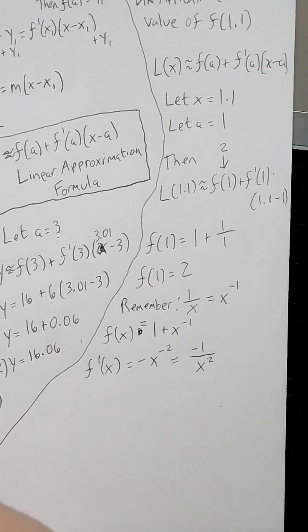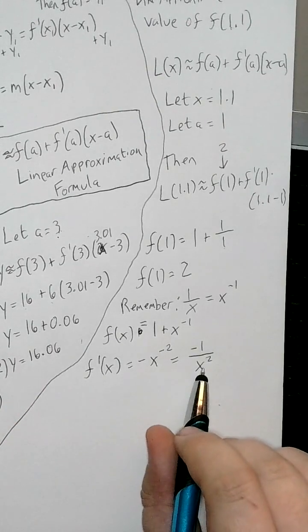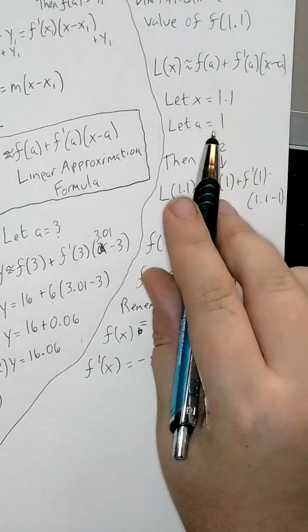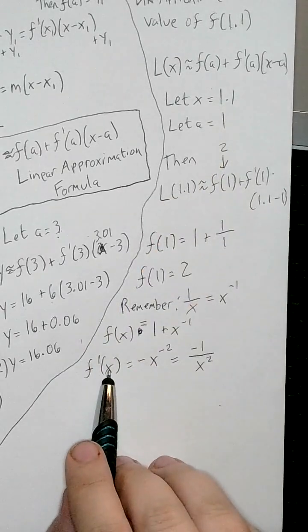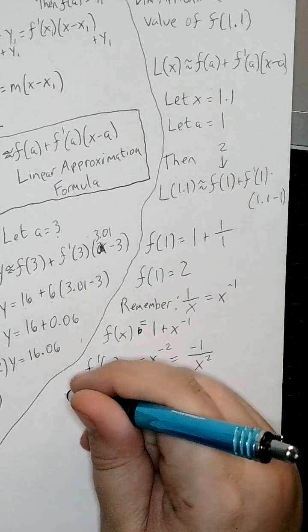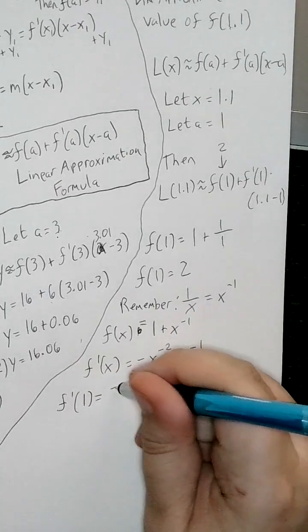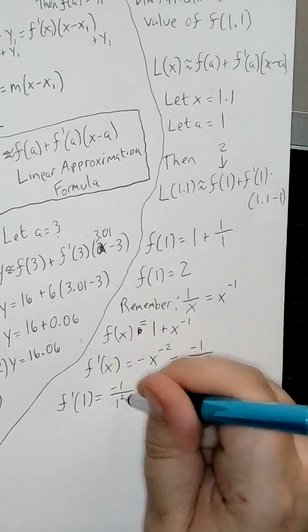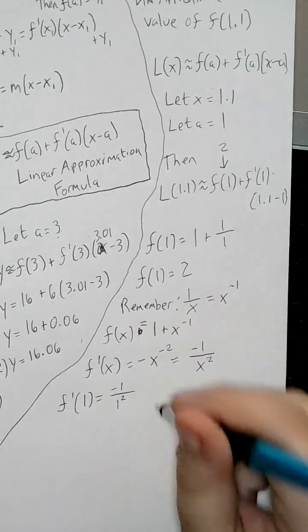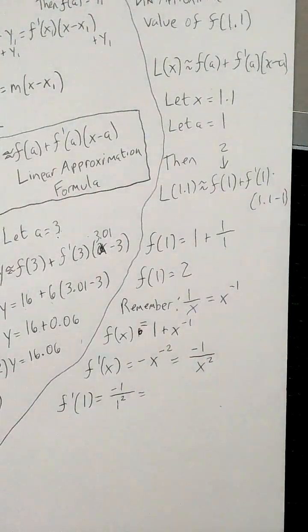So now, from here, I'm going to take 1 and plug it everywhere I see an x here. So f prime of 1 is going to equal negative 1 over 1 squared. If that's the case, then what does f prime of 1 equal? Prime says negative 1. Do we have agreement?